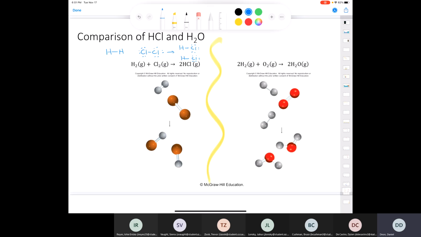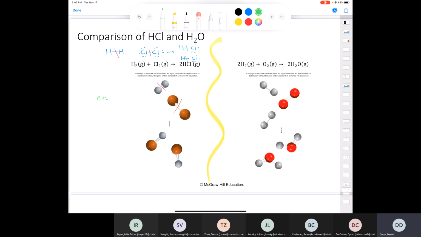In order to do this reaction, look, I've got a hydrogen-hydrogen bond here, and I've got a chlorine-chlorine bond here. Do you see any hydrogen-hydrogen bonds or any chlorine-chlorine bonds over here? Because I sure don't. So that means you had to break both of those bonds. There's an energy cost associated with breaking the H2 and the Cl2 bond. But then you're going to form two new HCl bonds, right?